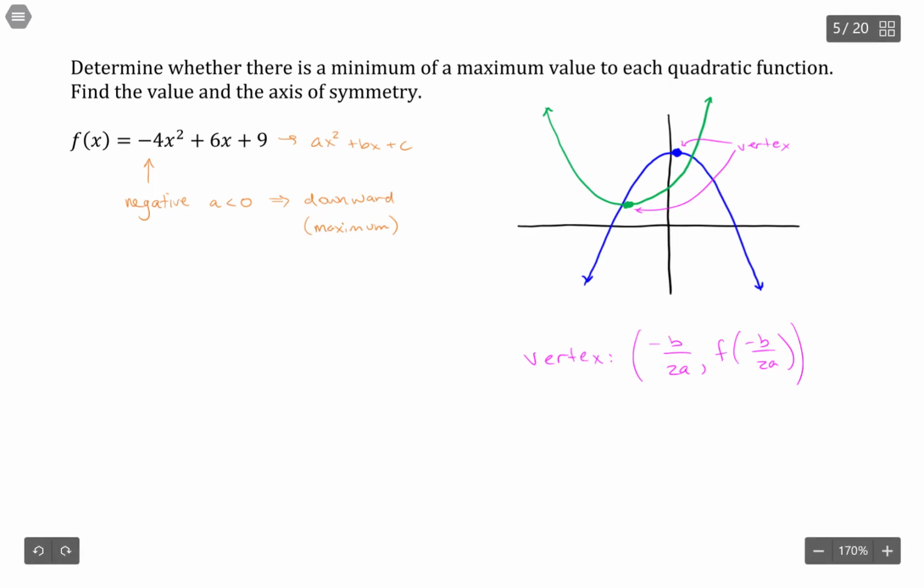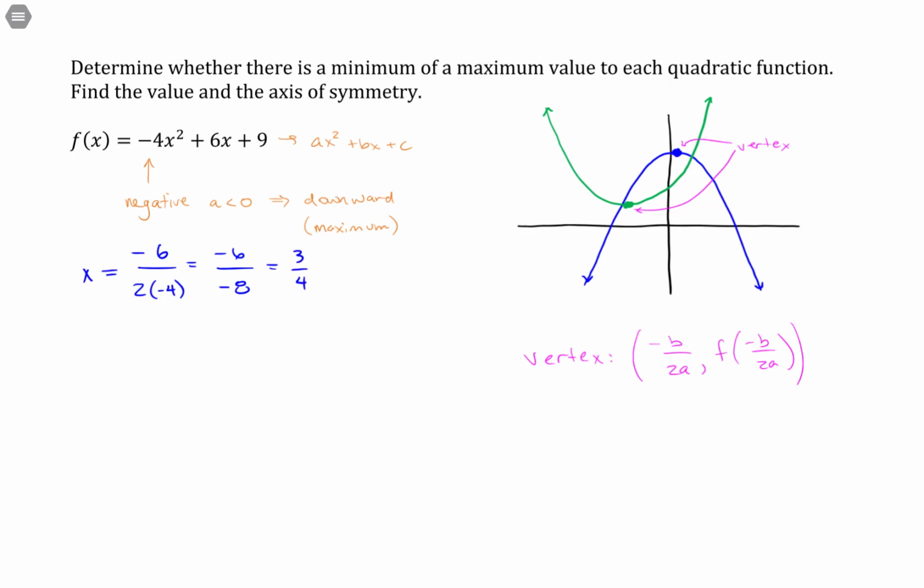In this case, the x value of the vertex would be located at negative b, so b in this case is 6, over 2 times a, and a is negative 4. So I have negative 6 over negative 8. The negatives will cancel, leaving me with 3/4.